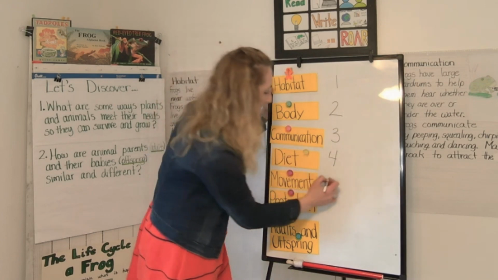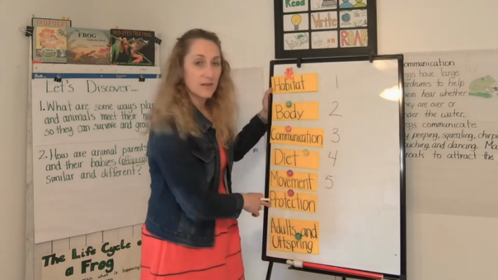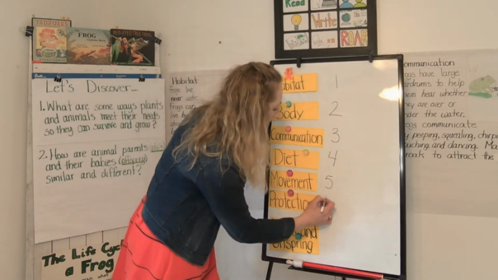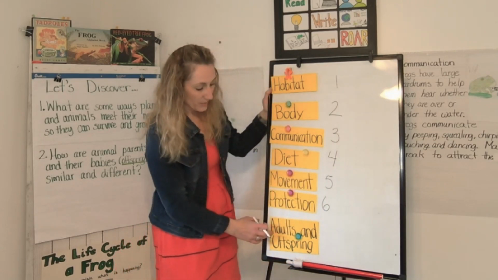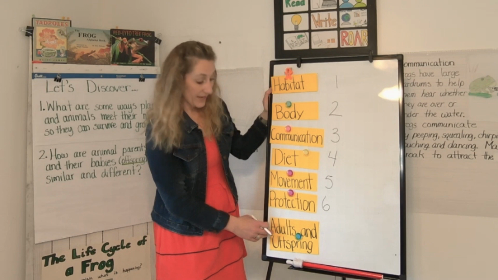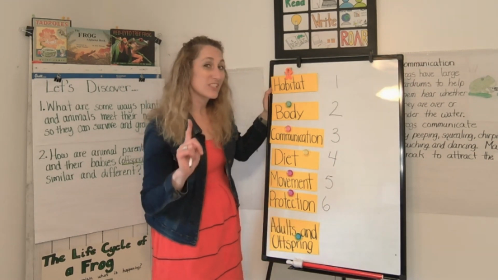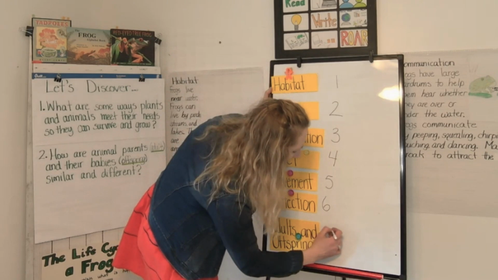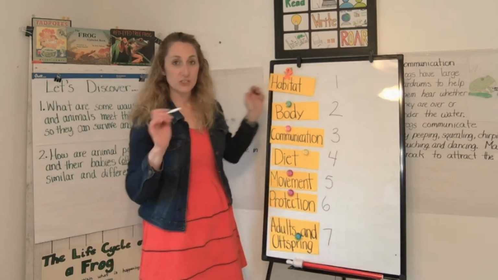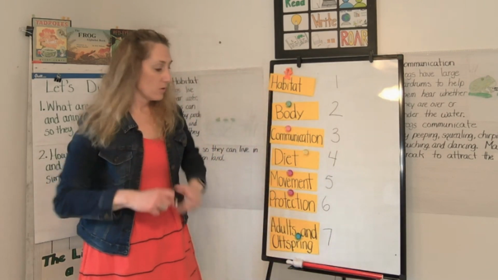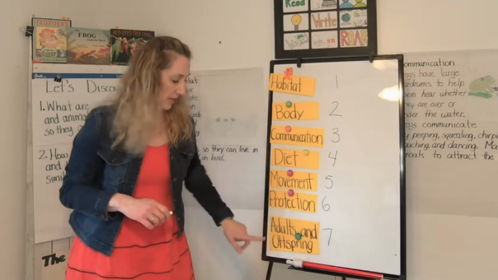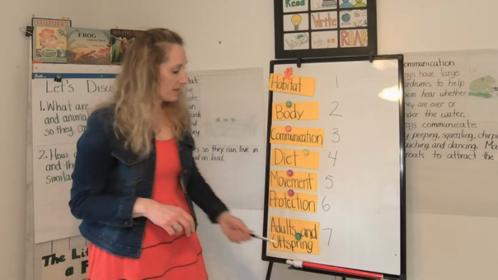Movement, that's going to be page 5. Protection, that'll be page 6. And the last part, adults and offspring, will be over 2 pages, but it will start on page 7. We don't have to write the 2 pages it's on. We just know, if you go to page 7, you'll start learning about adults and offspring.